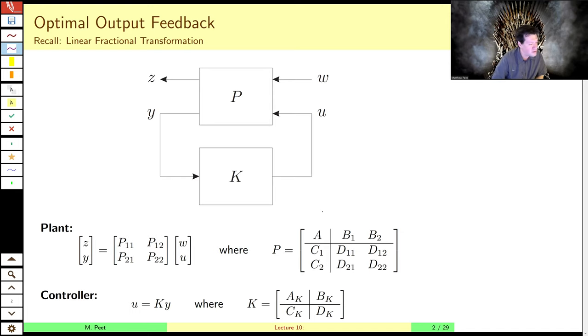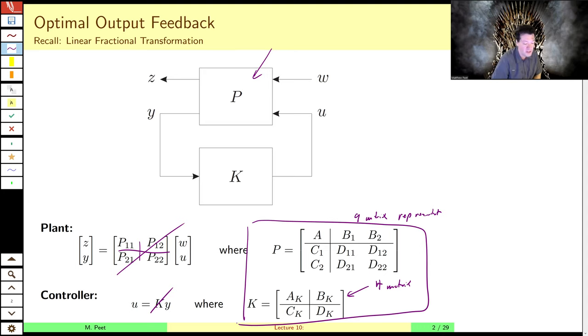Right, so here we are, back to our wonderful LFT, back to our feedback interconnection, where you've designed your P, or you've put it in the form of either a four system representation or a nine matrix representation. And we've parameterized our controller using the AK, BK, CK, and DK matrices. Again, we are not going to deal with the transfer function representation. We're going to use the state space representation of this system. So we'll be focusing on the interconnection of those two subsystems.